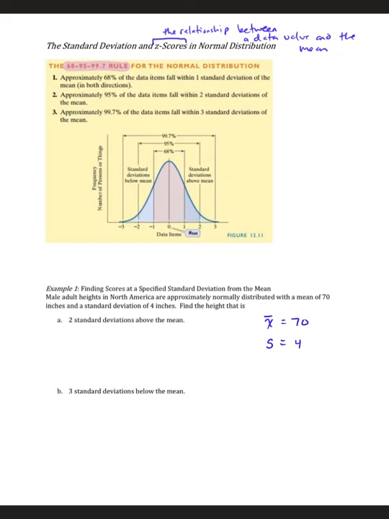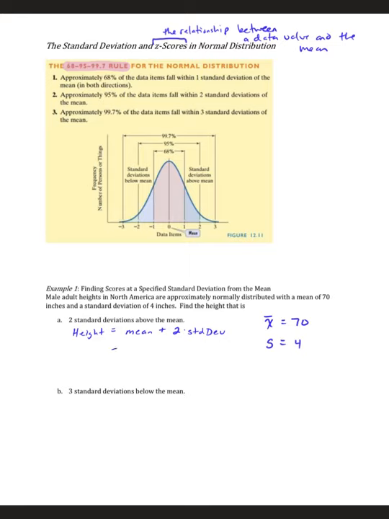We need to figure out the height of a man who is 2 standard deviations above the mean. So the little formula we're going to use here, since we want to calculate a height, is to take the mean and add it to 2 standard deviations. We're getting the 2 here because that's what the problem is telling us. And since it says above the mean, that tells us we are adding here. So now we're going to take these values and substitute them in over here.